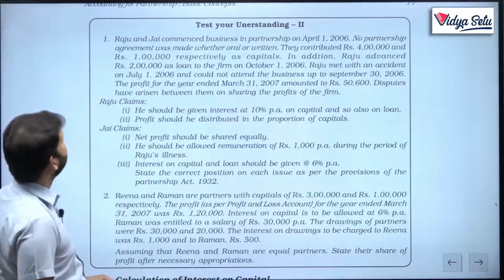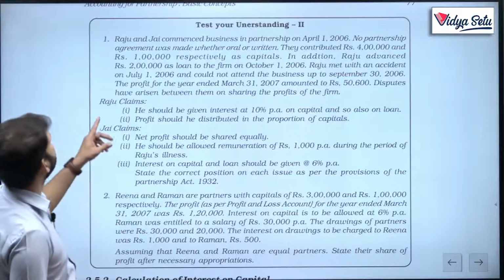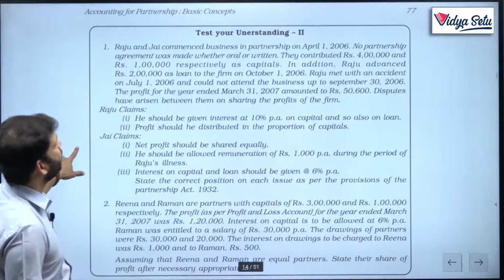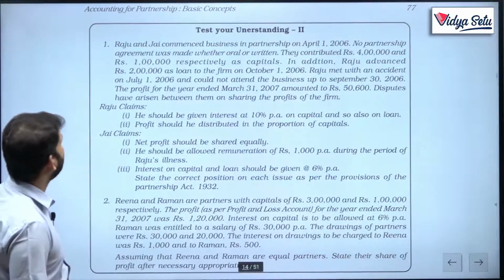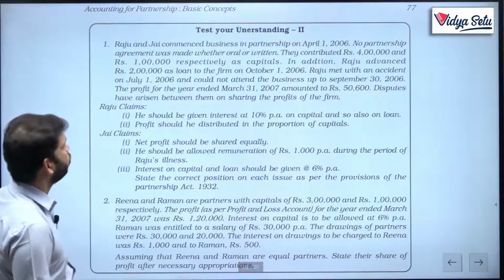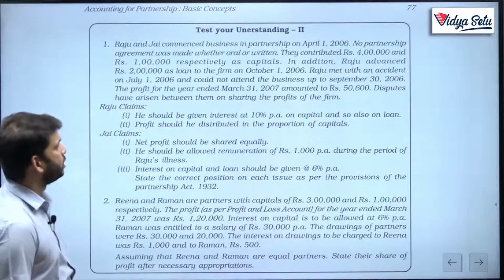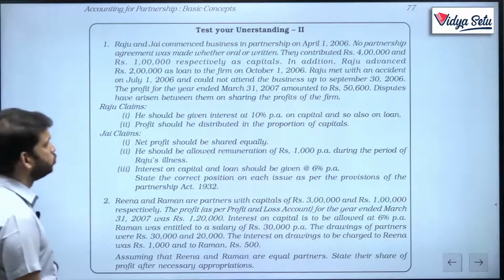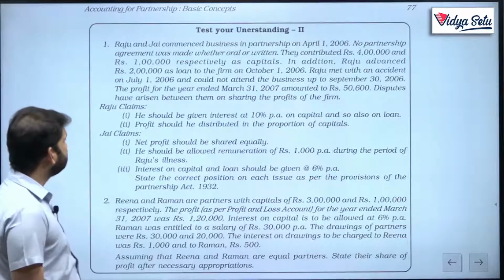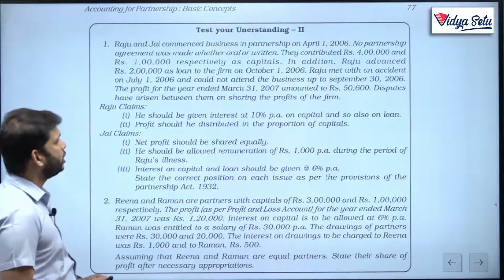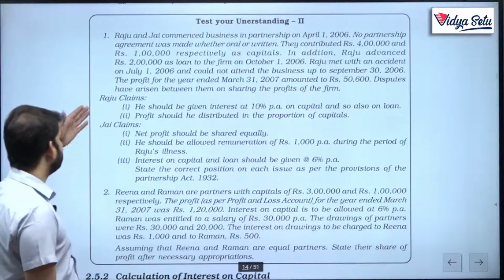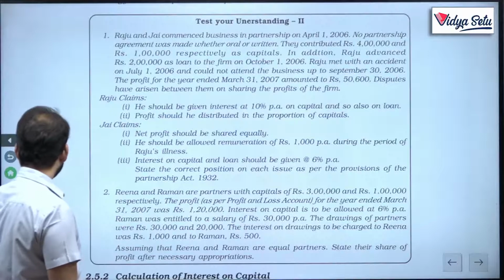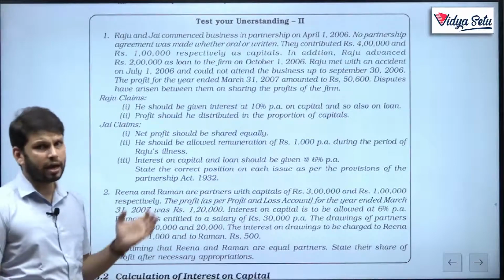Raju met with an accident. Okay, and who advanced the money? Raju advanced, and he met with an accident on July 1, 2006 and could not attend the business up to September 30, 2006. The profit for the year ended March 31 amounted to rupees 50,600. Disputes have arisen between them on sharing the profits of the firm. There are certain claims of Raju and certain claims of Jay. Let's mediate and solve these claims.